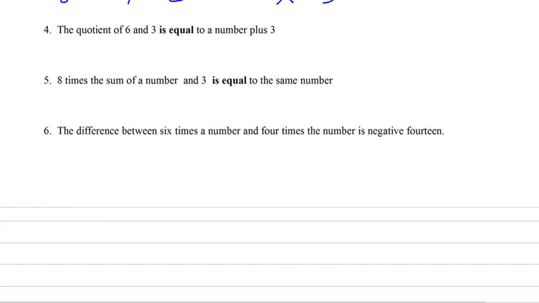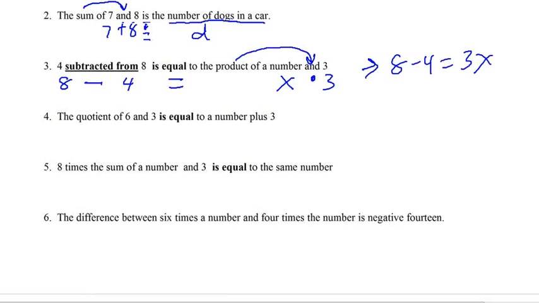Alright, give them a shot. There's 3 more for you to try. Remember, no is, no equation. If there is an is, it's an equation. So try number 4, 5, and 6 by hitting pause and then unpause it for the answers. Hit pause now.